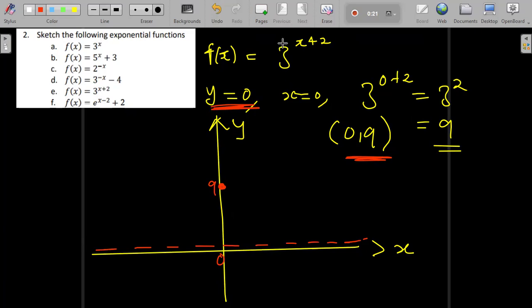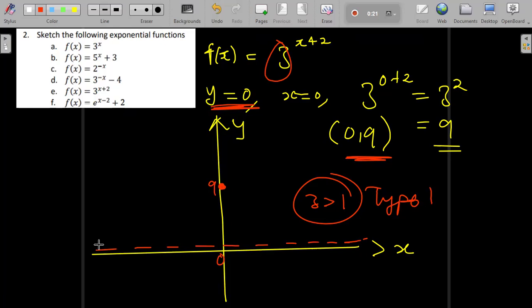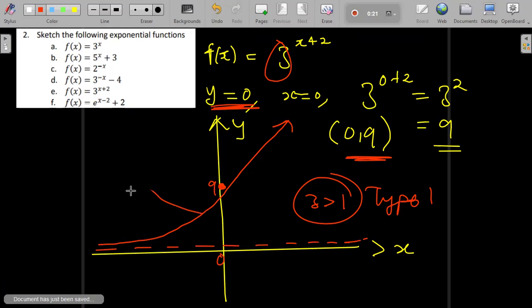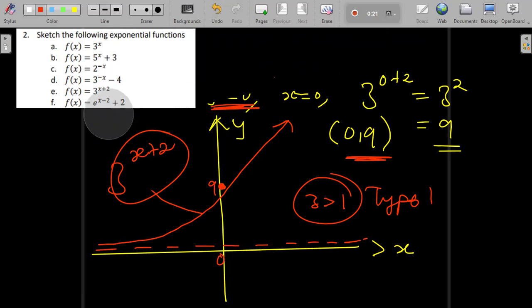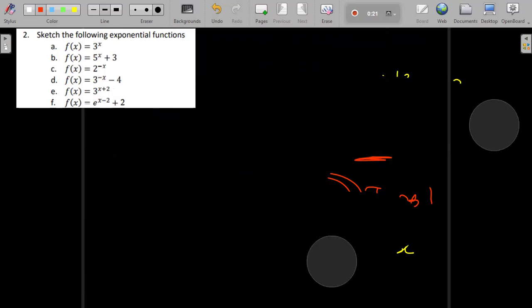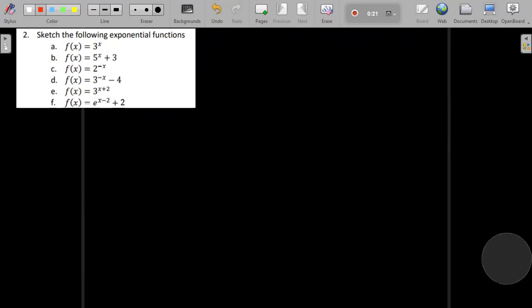So what's the type? 3 is greater than 1, so this is type 1. Type 1 starts from here and then it goes like that. So this is the sketch for 3^x plus 2. That's all. Let's look at the last question on sketching exponentials.